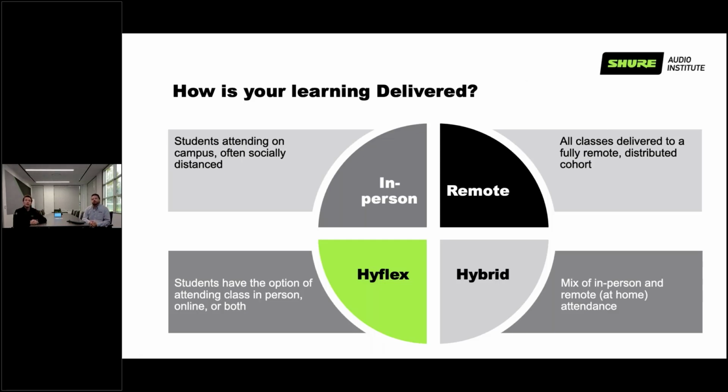Obviously, the majority of us are very well-versed in in-person learning, where we all show up to the classroom every single day. There is the fully remote, which we're also pretty well-versed in, where everything is on a computer and it doesn't matter where you are. You can be going to a school three states away or across the world and still be learning that way. There is hybrid, where there is a mix of in-person and remote learning.